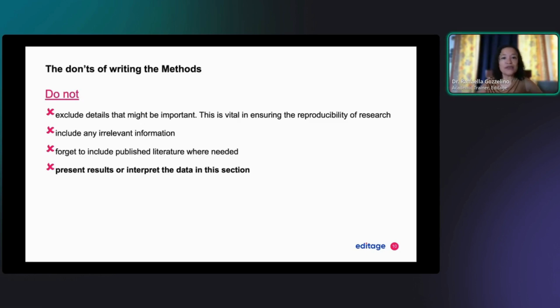You also shouldn't forget to include the published literature wherever needed, because all your study is founded and grounded on specific scientific premises that are based on the discoveries of someone else. So you always need to cite the literature. And then do not present results in the methods section or provide interpretation. Just describe the experimental procedure that you used. So, how you did that experiment, how you got that result.